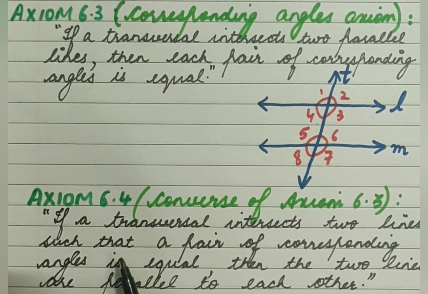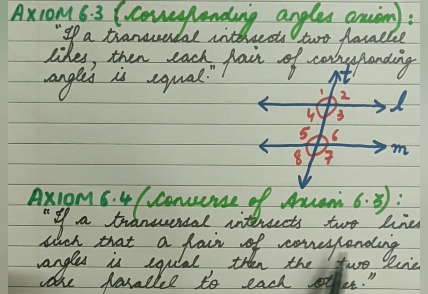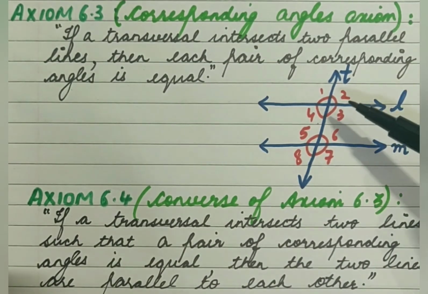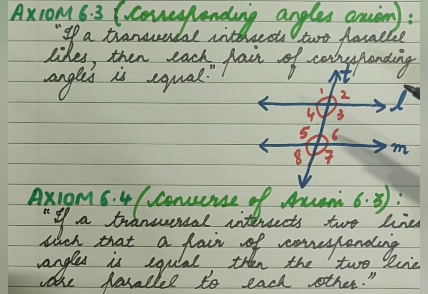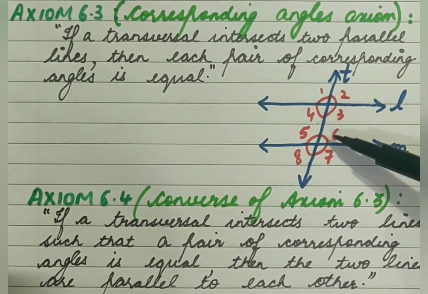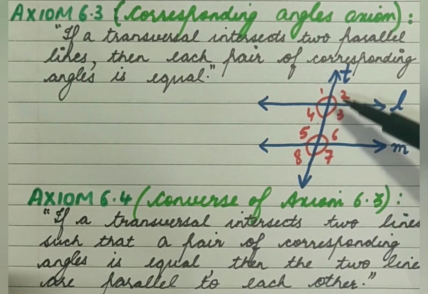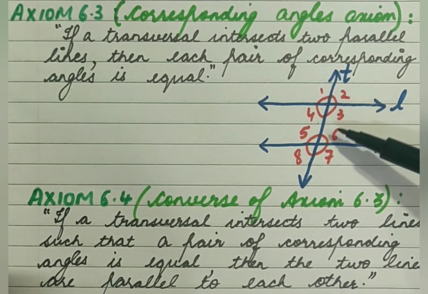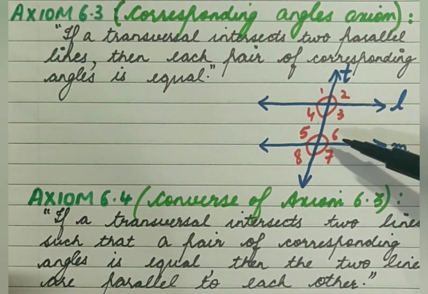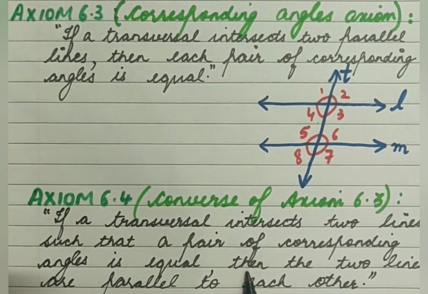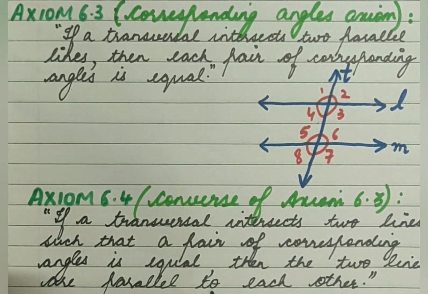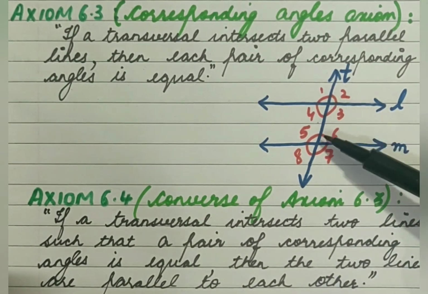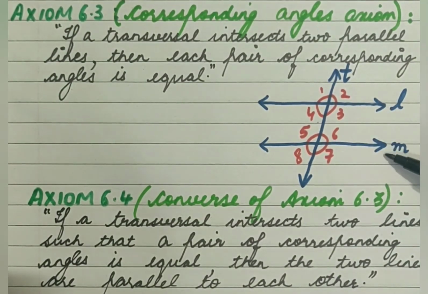By two lines such that a pair of corresponding angles is equal. So you have been given any one pair of corresponding angles as equal. Let's consider angle 2 and angle 6. Let's consider this pair. It's given equal. That means angle 2 is given equal to angle 6. Then what will happen if 2 is equal to 6? Then the two lines are parallel to each other. If 2 is equal to 6, that means L will be parallel to M.